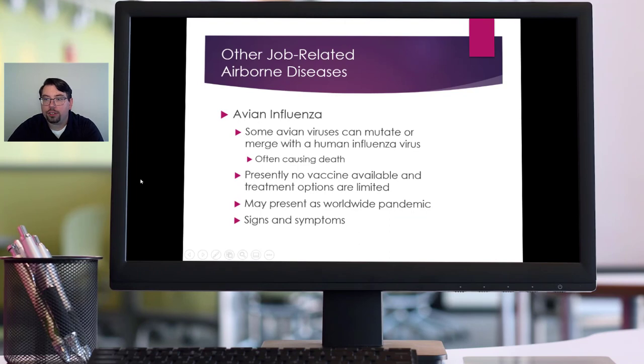The avian flu, also referred to as the bird flu, again looks very similar to the human influenza virus, but it typically is a little bit more serious. It leads to death more often. There are no vaccines available for it, and it may actually present as a worldwide pandemic. Most of the signs and symptoms you're going to see are really going to be focused on regular common cold style symptoms.